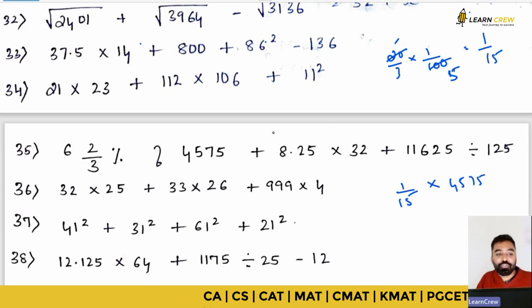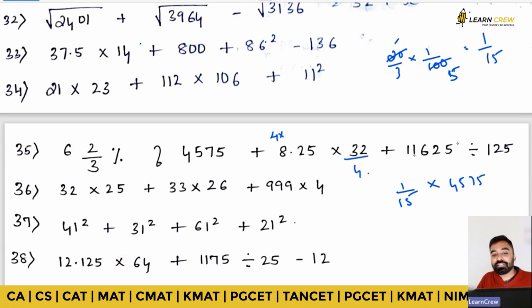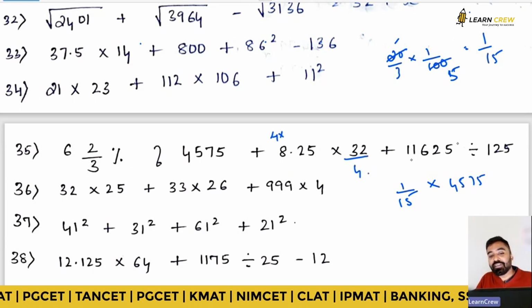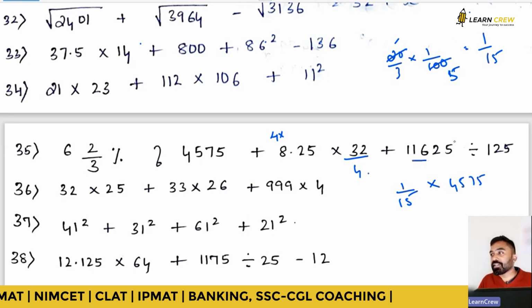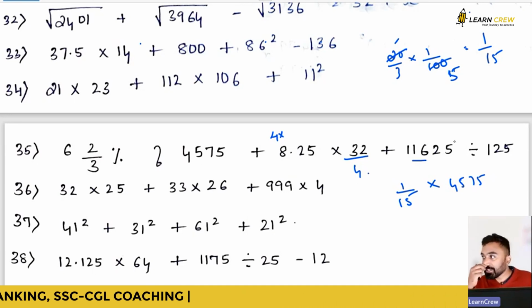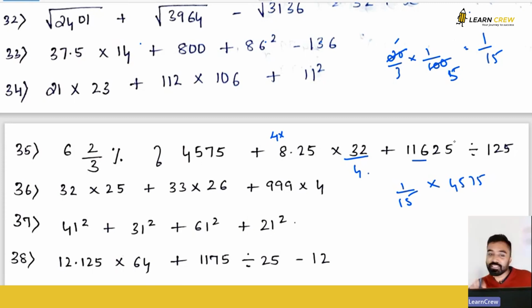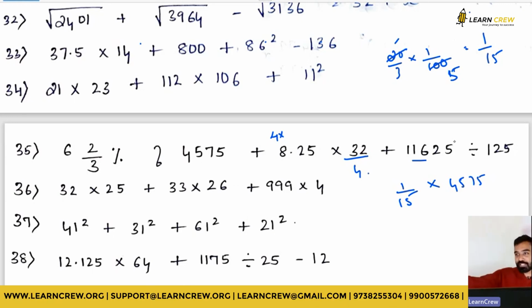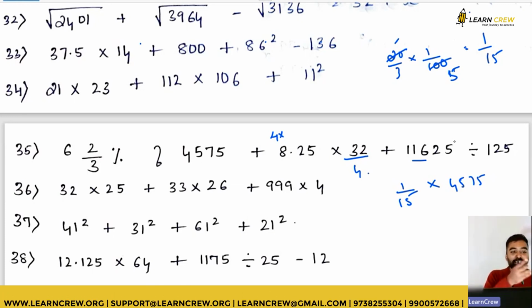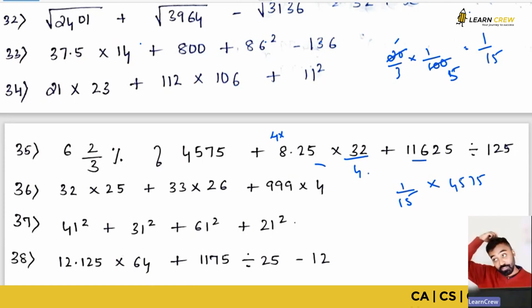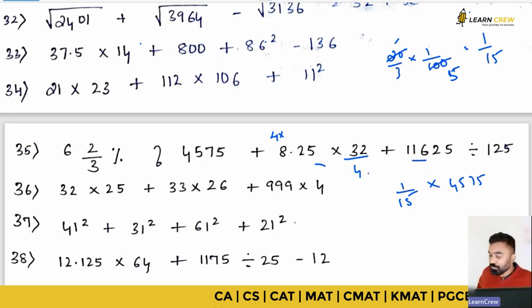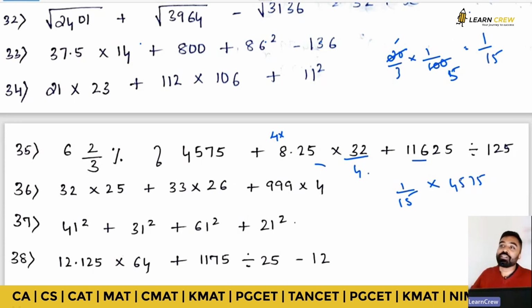8.25% multiplied by 4, divided by 4. This is 11,000 plus 625 divided by 125. Makes it simple. 8 into 11, 88 plus 5. 88 plus 5 is 93. 93 plus 33 into 8. What is 33 into 8? 11 into 3, 24 into 11. 24 into 11 is 264. 264 plus 93 plus what is 1 by 15 into 4575? 305. 305 plus 264 plus 93 is going to give you 660.